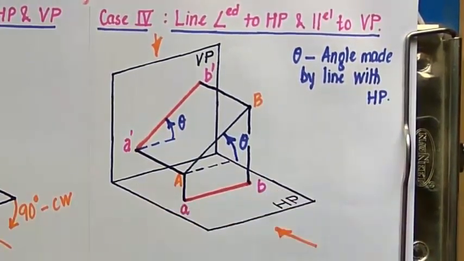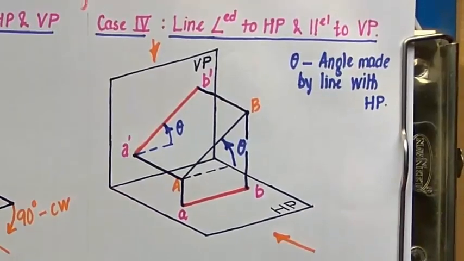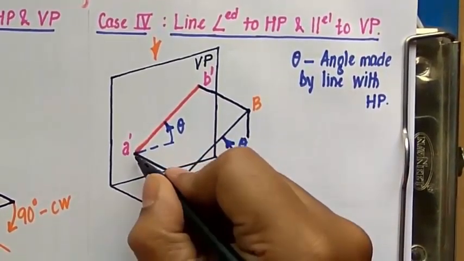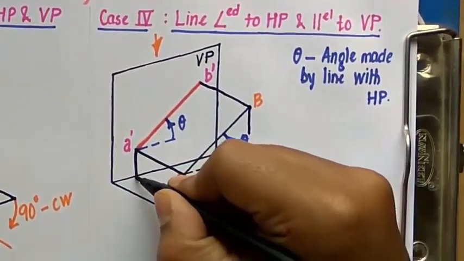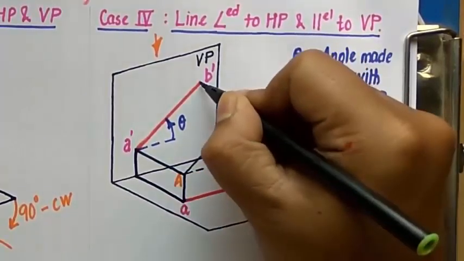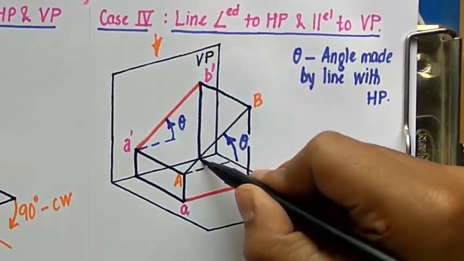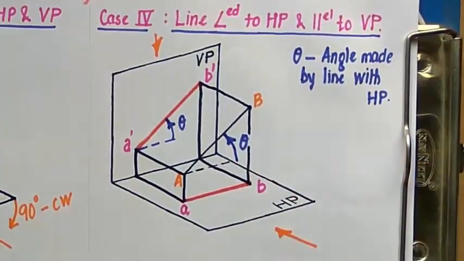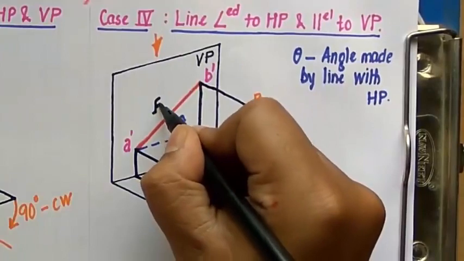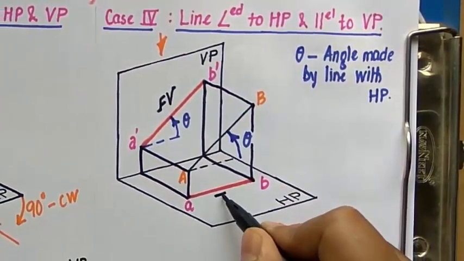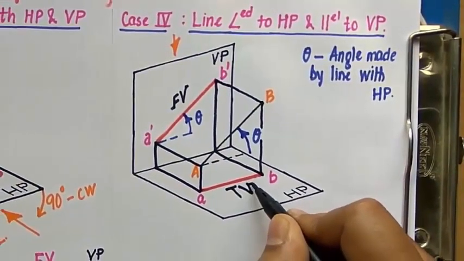Next thing to do is to join A dash with A. So this is what you call connecting front views with top views. That's exactly what I'm doing right now, joining B dash with B. This is what you call the front view, and this over here is what you call the top view.